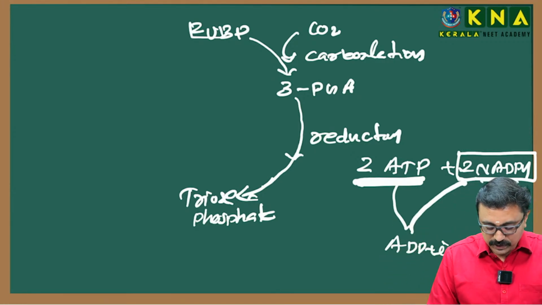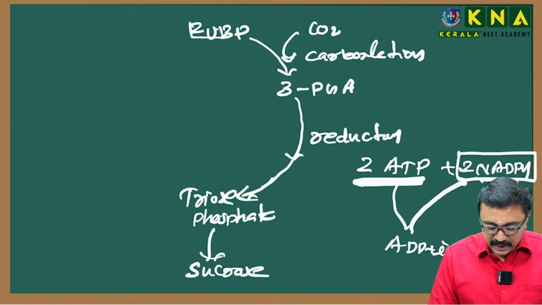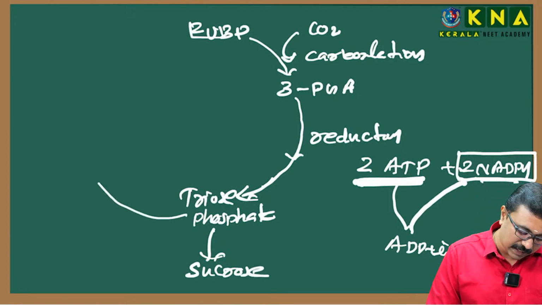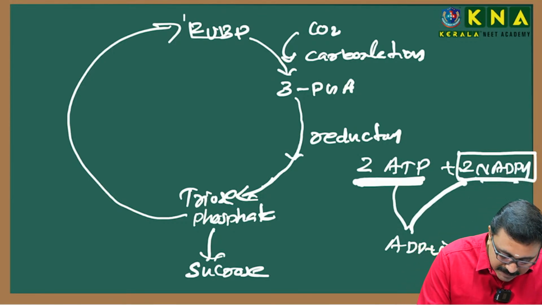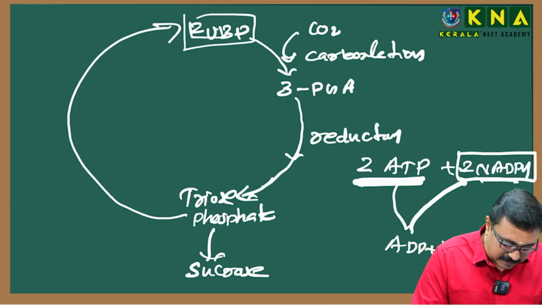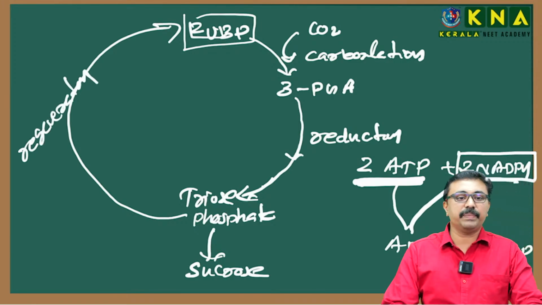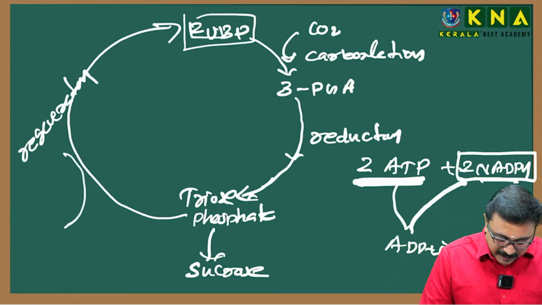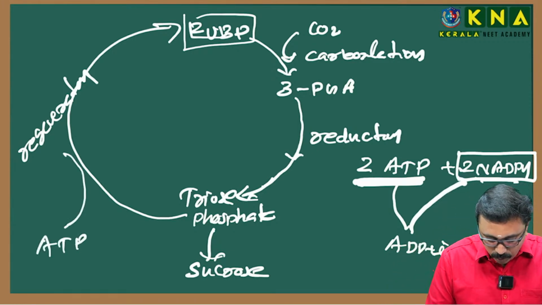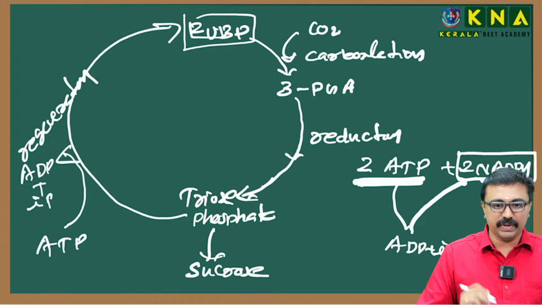Some part of the triose phosphate is converted into sucrose and the remaining part is converted into RuBP. So you see that RuBP is produced again. This step is called regeneration. In this step, 1 molecule of ATP is also utilized, getting converted into ADP plus inorganic phosphate.